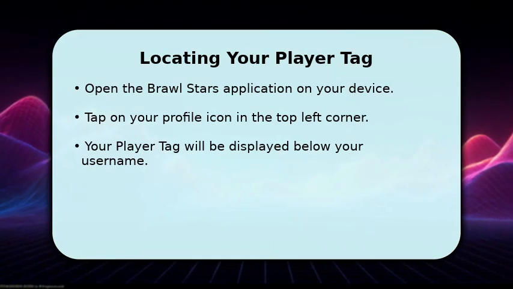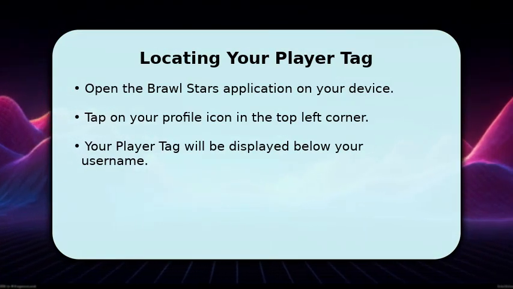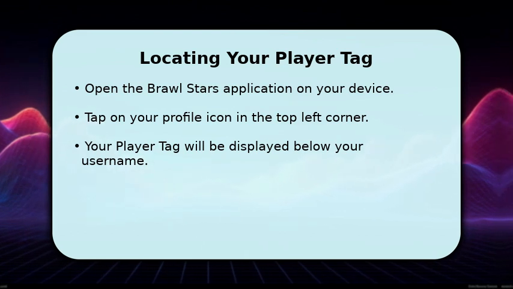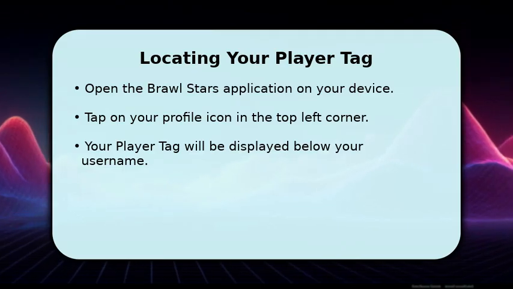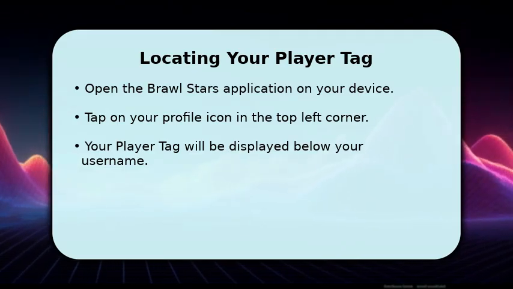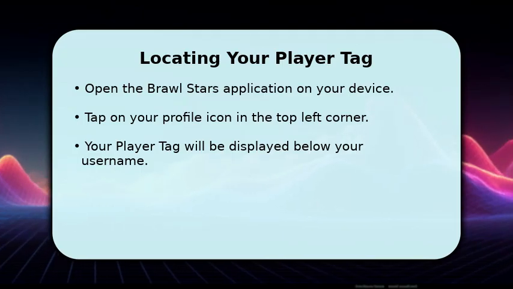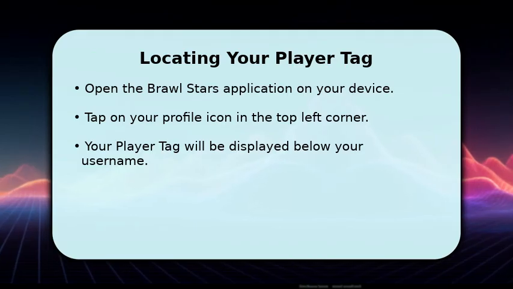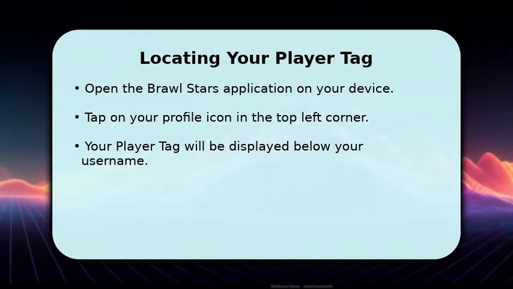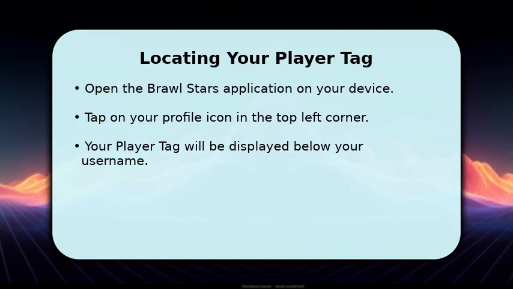Finding your player tag is quite straightforward. First, launch the Brawl Stars app on your mobile device. Once the game loads, look for your profile icon, typically located in the top left corner of the main screen. Give that a tap, and your profile will appear. You'll see your player tag clearly displayed right below your in-game username, ready for you to use.